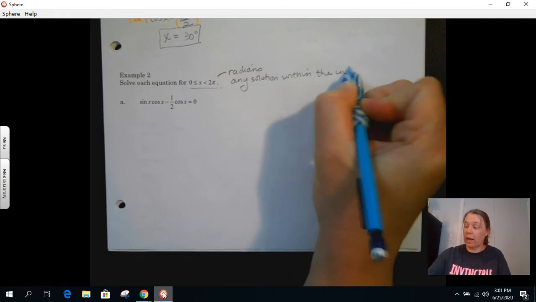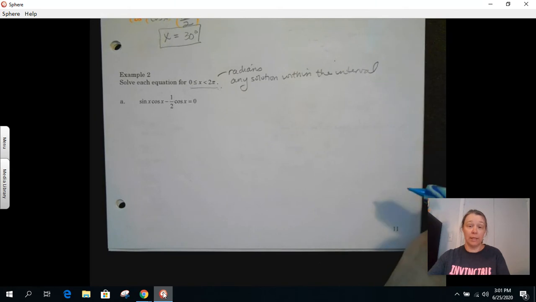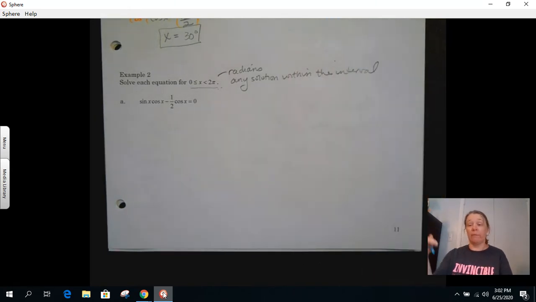So like in the last one, how we talked about cosine is root 3 over 2 in two different places. Okay. If it had just said, solve from 0 to 360, I would give both of those answers. And so that's what I'll do here.